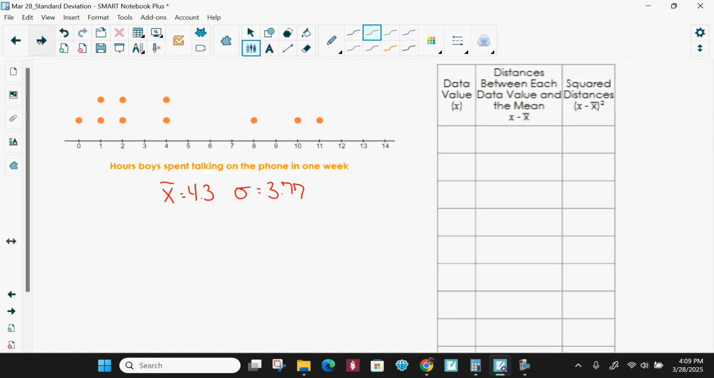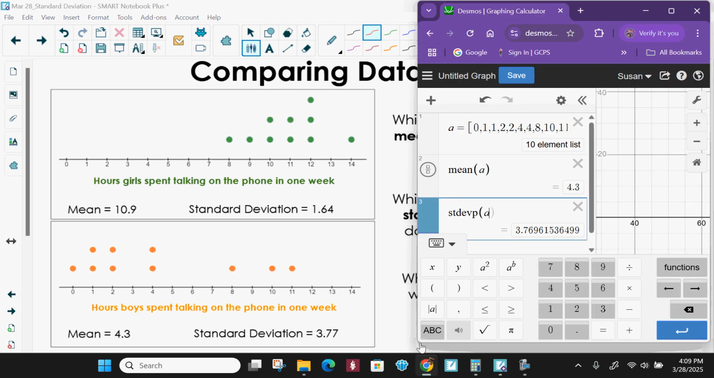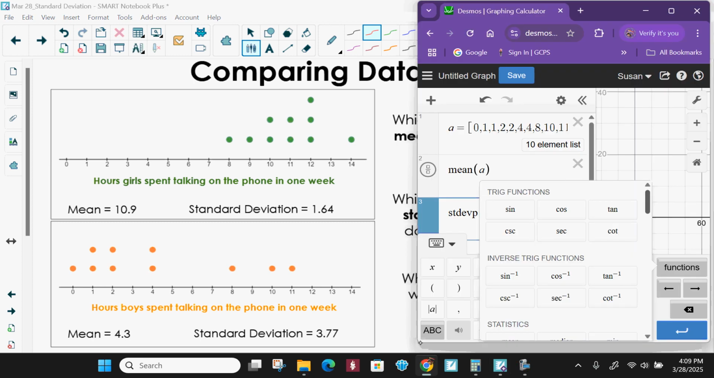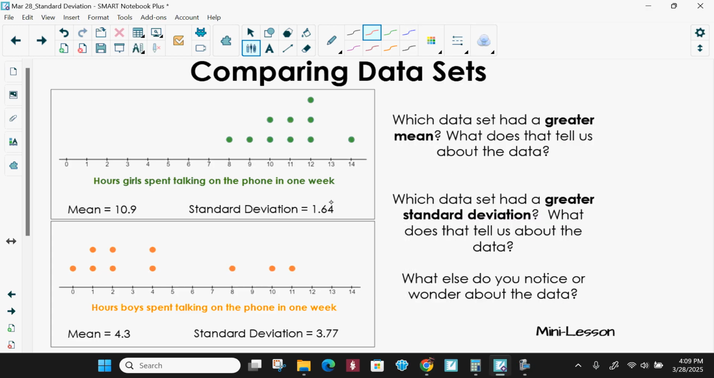Okay, so here are the numbers again. Again, you're looking at the functions, and you want to make sure that you go to the one that says standard deviation with the P on it. That's for the population. Now, our questions are, who had the greater mean? Well, that was the girls. The girls had the larger mean because they talked more on the phone.